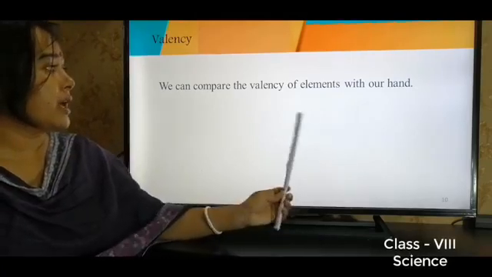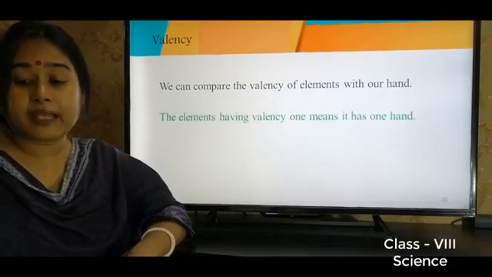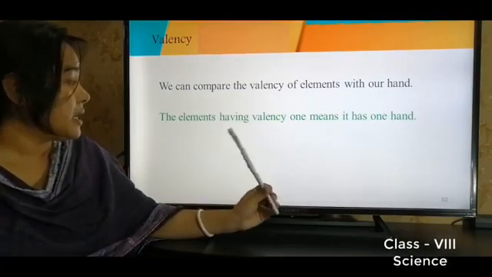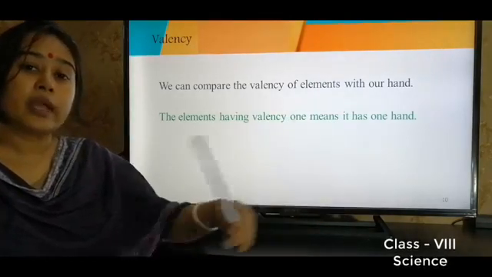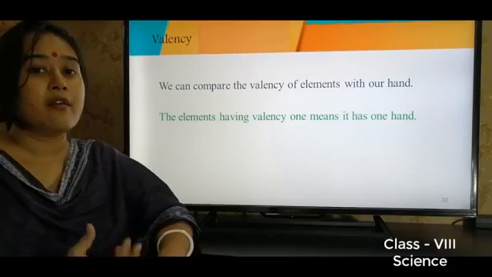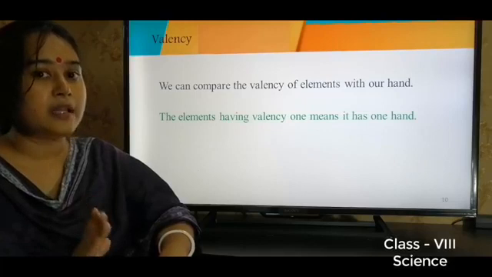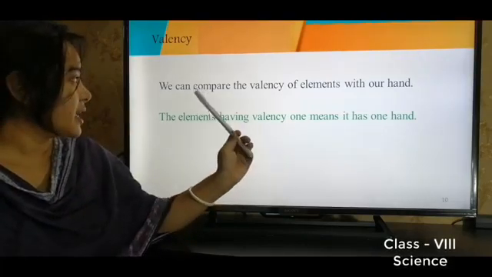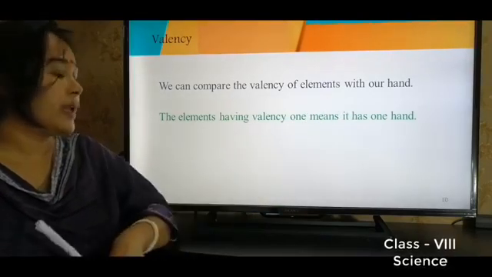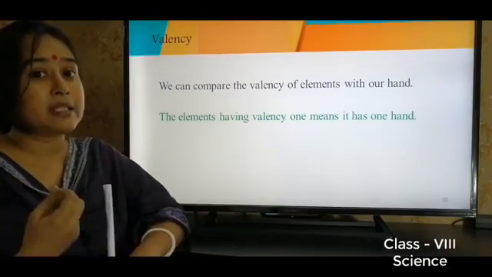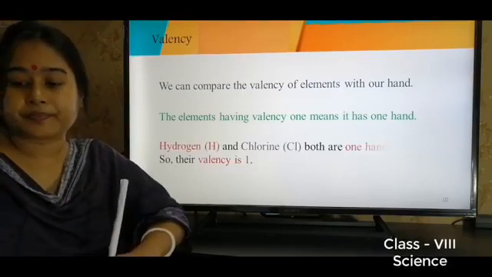We can compare the valency of the elements with our hands. How? Let me explain it a little bit more. When we say an element has valency 1, that means the element has one hand.